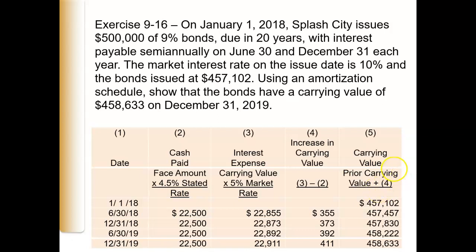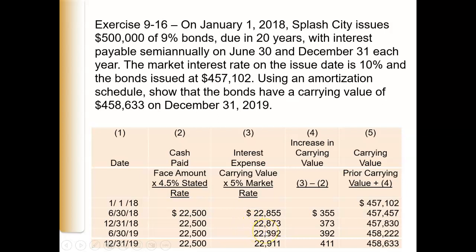Okay? So the first row on the amortization schedule shows our $457,102, which is the carrying amount, times the market rate times half the year. So if the market rate is at 10%, but half the year is 5%. So 457,102 times 5% is 22,855. The difference between the cash we paid and the interest is $355. We're going to add that now to the carrying value of the bond, aren't we? So now the interest is going to be calculated on the 457,102 plus the 355, or 457,457.